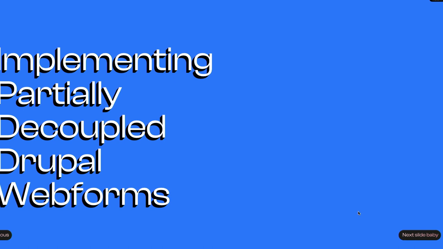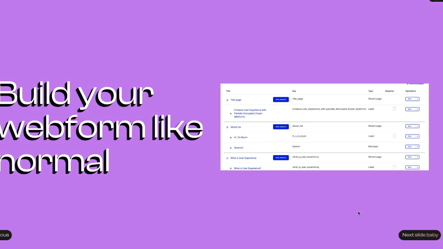So how do we implement such cool things? A user will still build their web form like normal. This is the main benefit, I guess. Your users can still add pages and different types of elements. Like, anyone who's ever looked at Webform knows there's a gazillion elements. They do wild things. But you can do checkboxes, which is important.